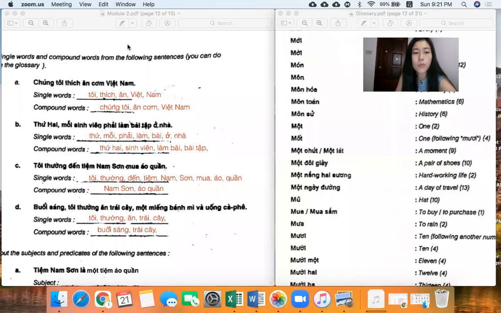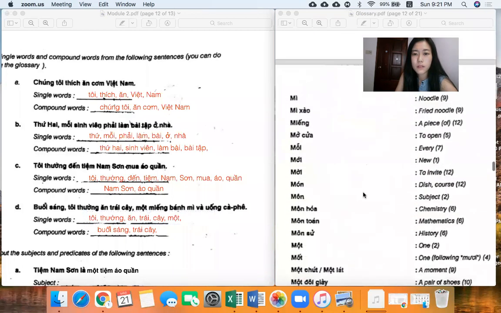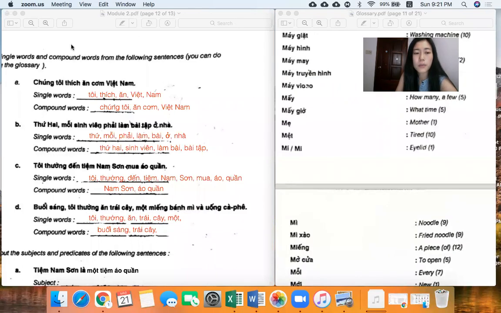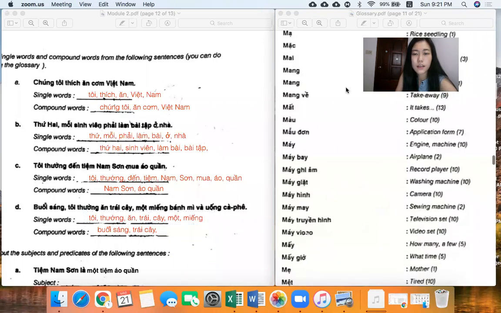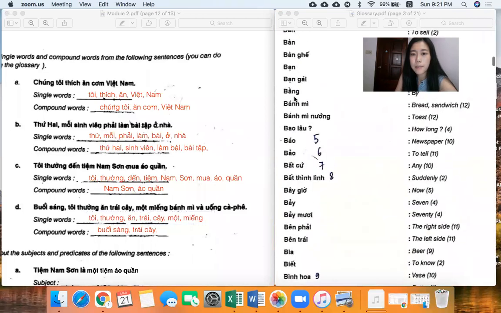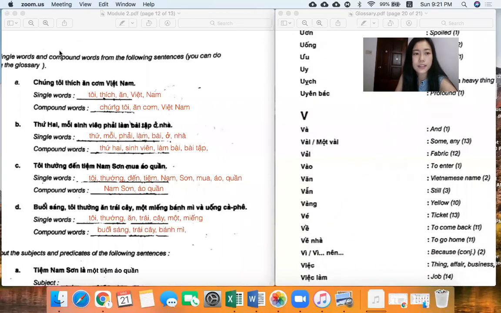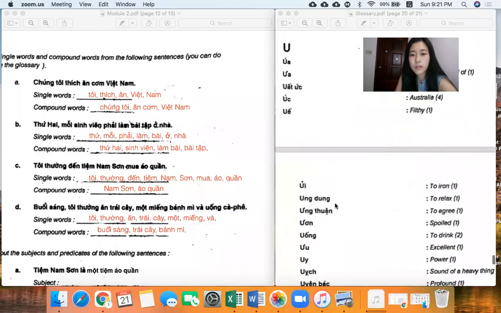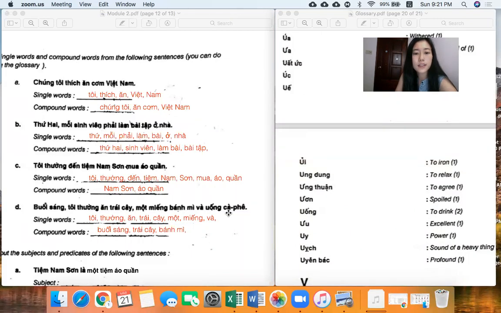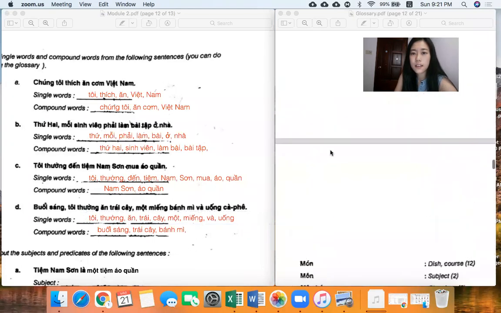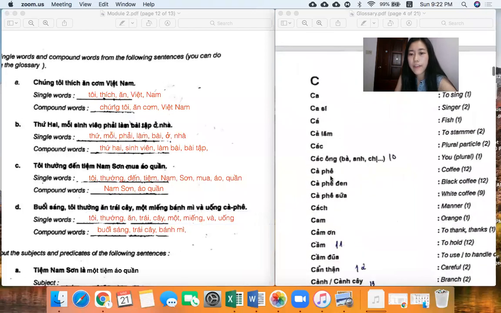Một means one, so một is a single word. Miếng means a piece of pizza, so miếng is a single word. Bánh mì means bread, sandwich. So bánh mì is a compounded word. Và means and, so và is a single word. Uống means to drink, so uống is a single word. Cafe means coffee, so cafe is a compounded word.